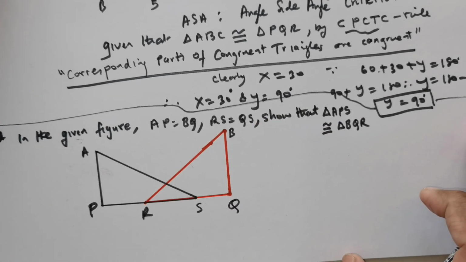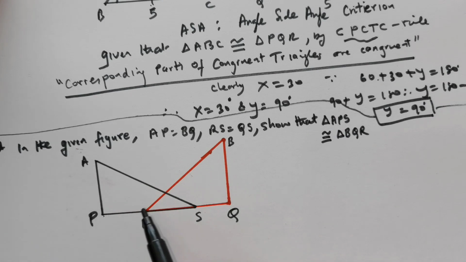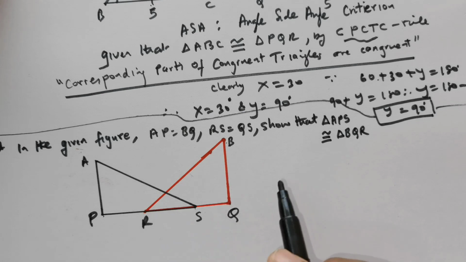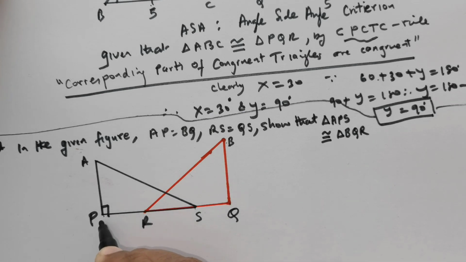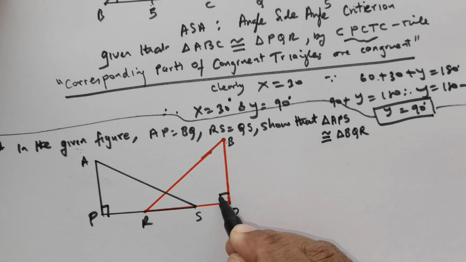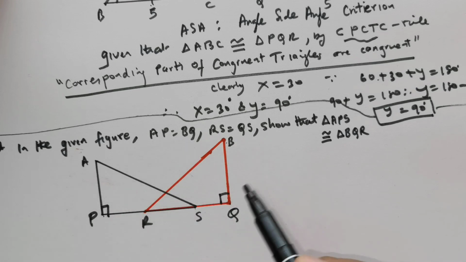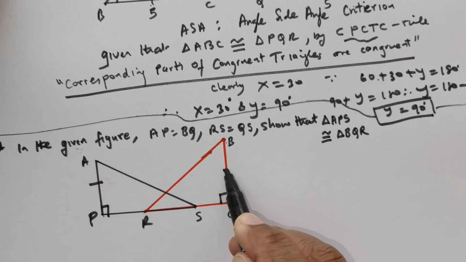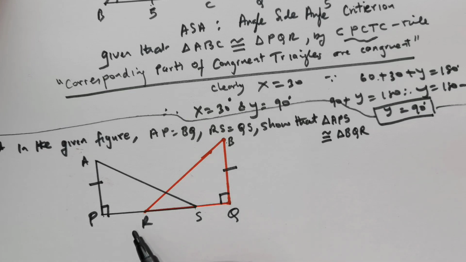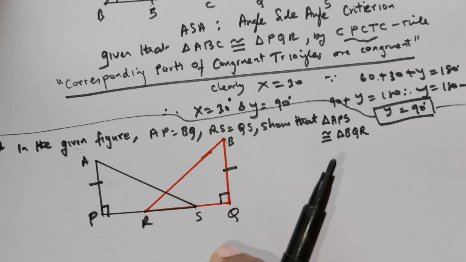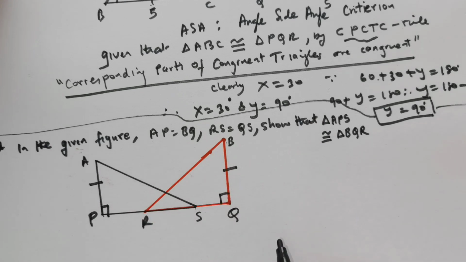Now we are expected to show that APS is congruent to BQR. And we are given this information. This is 90 and this is 90. And what else are we given? AP is equal to BQ. So this side is equal to this side, right? So now we need to show that this triangle is congruent to this triangle. So that would mean we need to show that one of their sides is equal.